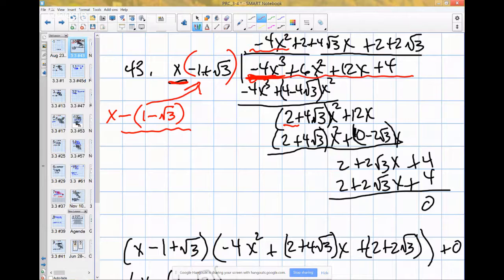What did I do with the 6? Hang on a second. Oh, I already subtracted the 4 from it. That's why I got down to 2. So I'm subtracting -4 times the square root of 3. And when you subtract a negative, that's the same as adding. Okay.